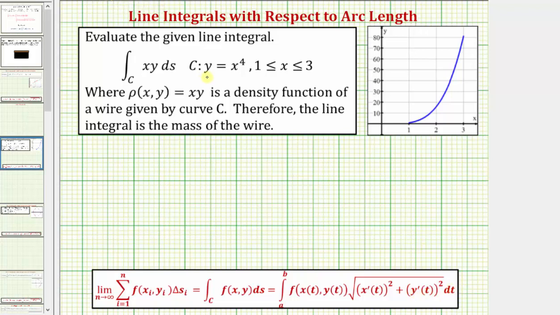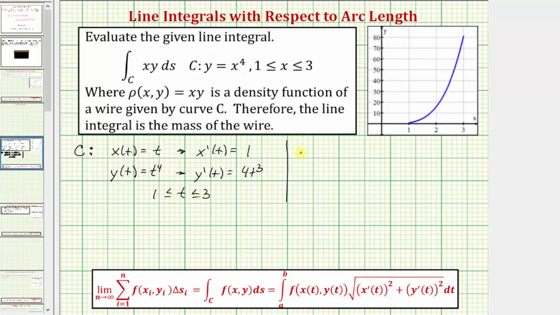So let's first parameterize the curve C, where C is given by y equals x to the fourth. So let's let x of t be equal to just t, and therefore y of t would be equal to t to the fourth. We'll also need the derivatives. So x prime of t is equal to the derivative of t with respect to t, which is 1, and y prime of t is equal to the derivative of t to the fourth with respect to t, which would be 4t to the third. And because we let x equal t, we know t is going to be on the closed interval from 1 to 3.